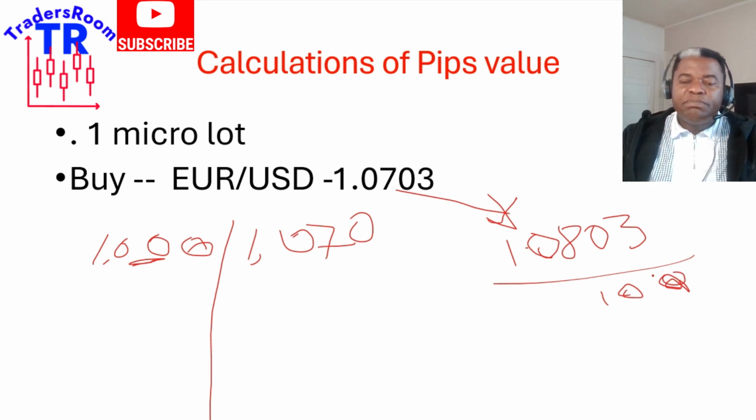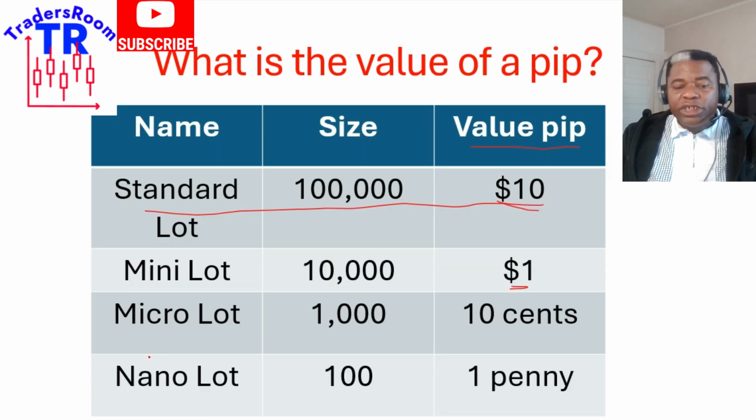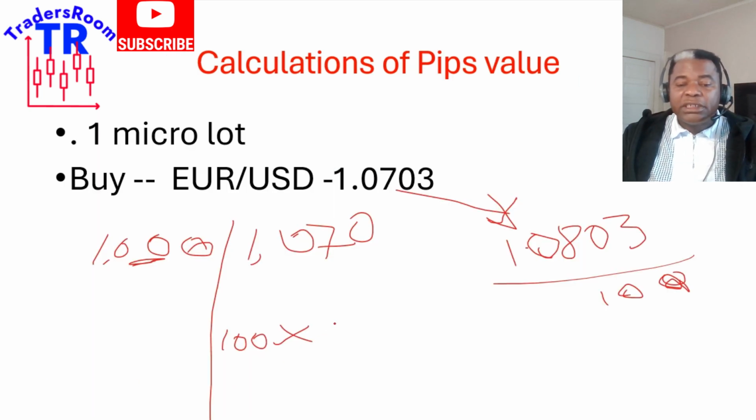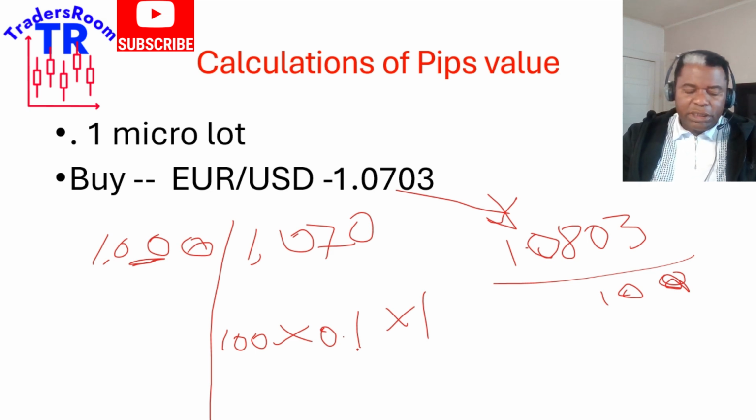For you to know how much your 100 pips is, we will go back to our formula again, which is 100 times the number. Remember, I will show it to you again on the chart table. If you are trading with a micro lot, which is 1,000, you have 10 cents. So in our calculation, how much will that 10 cents now be? It will be 100 times 0.1 times 1. So 100 times 0.1 will give you 10. Then 10 times 1 will give you the same 10.